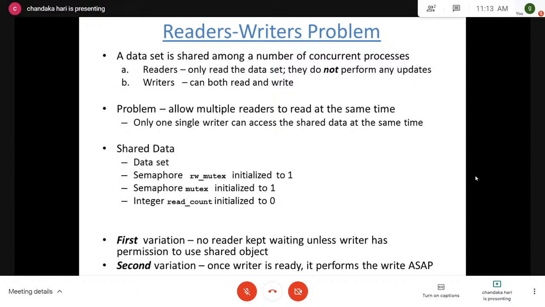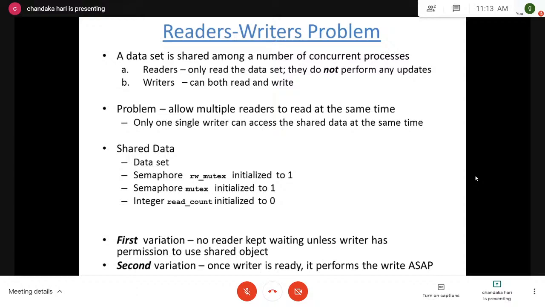Now, what is this read count? Initially, read count is equal to 0. If one person makes a read, then immediately read count becomes 1. If another person wants to read, then immediately the read permission is granted. Now read count becomes 2. If another person wants to read, again the read permission is granted. Now the count value becomes 3. So the number of readers now is 3.